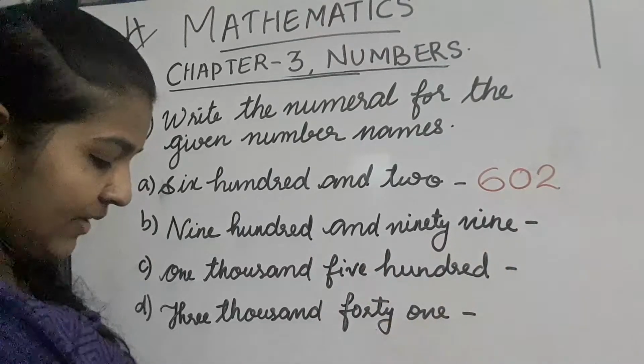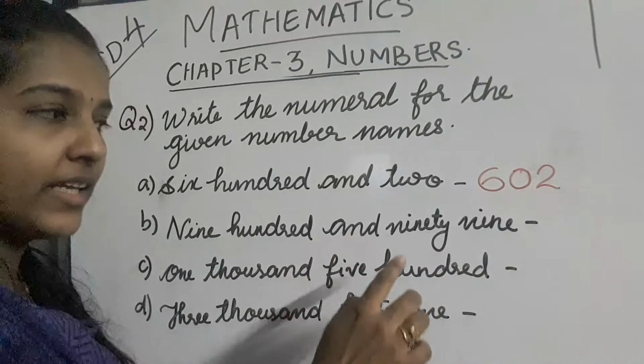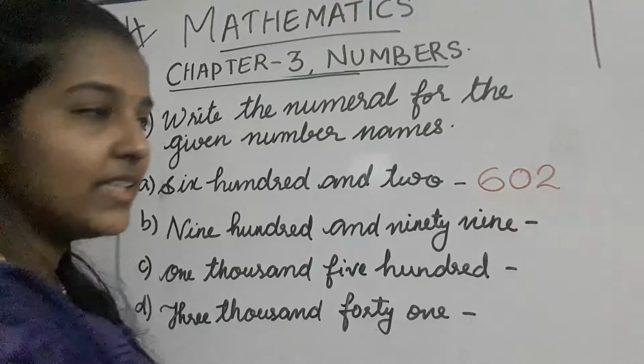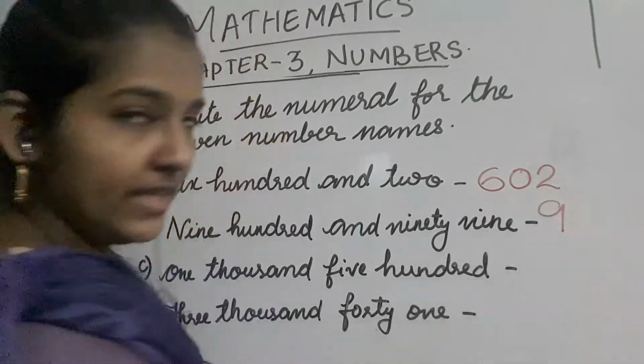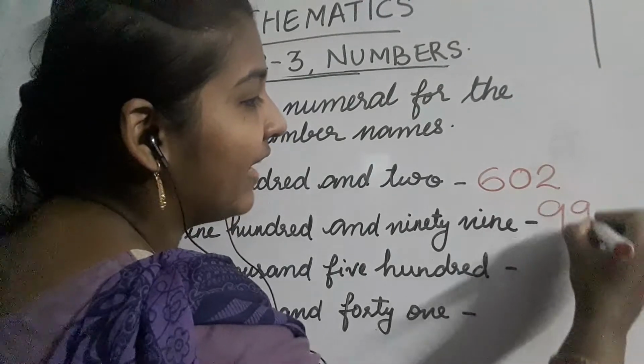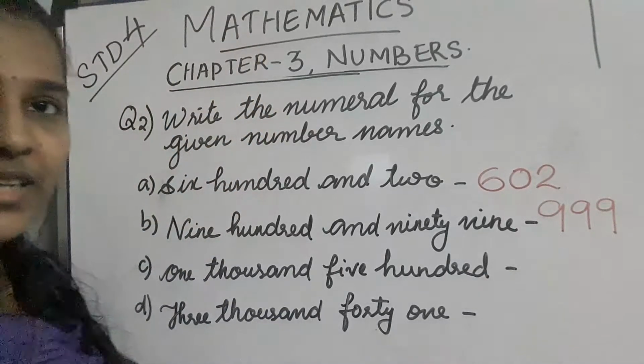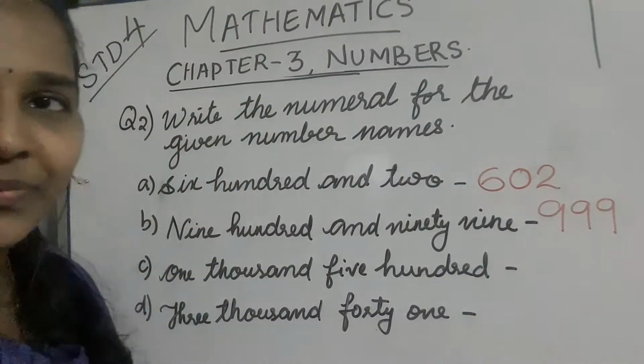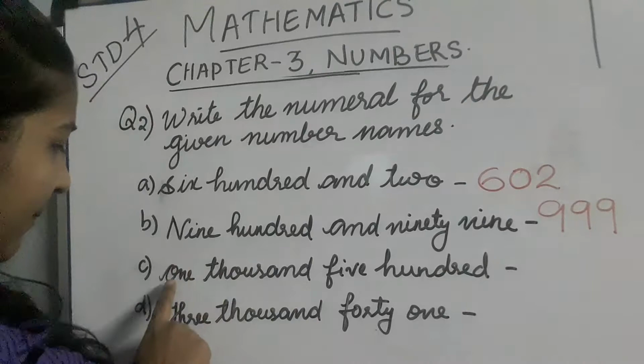999. So how we can write? 999. 3 nines. Isn't it? Okay. Now next question.